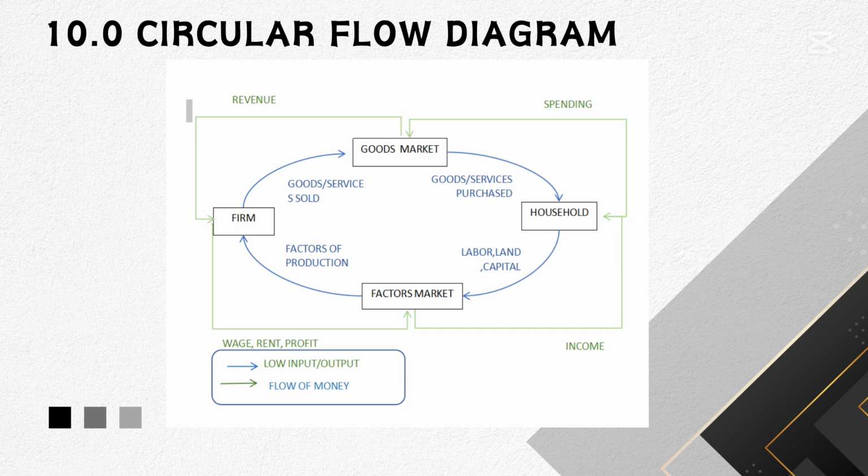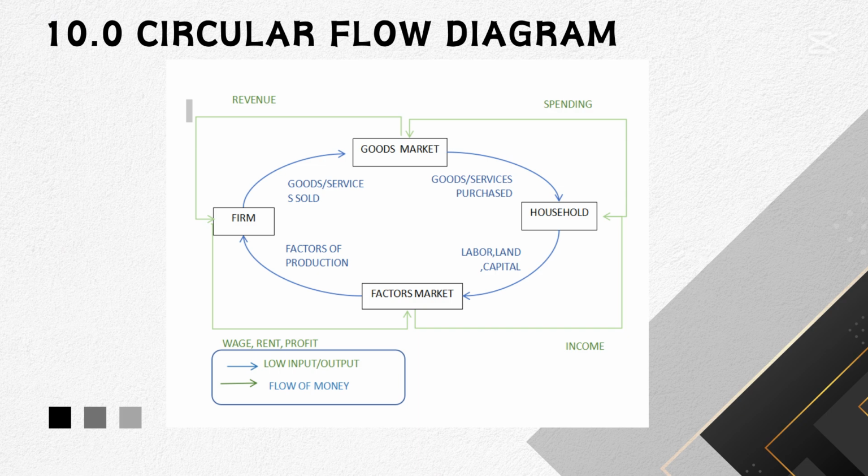The two main flows in the circular flow diagram are real flow and monetary flow. Real flow represents the flow of physical goods, services and resources, such as households providing labor to firms, and firms supplying goods and services to households. Monetary flow represents the flow of money in the economy. For example, firms pay wages, rent and profits to households. Households spend income on goods and services from firms.